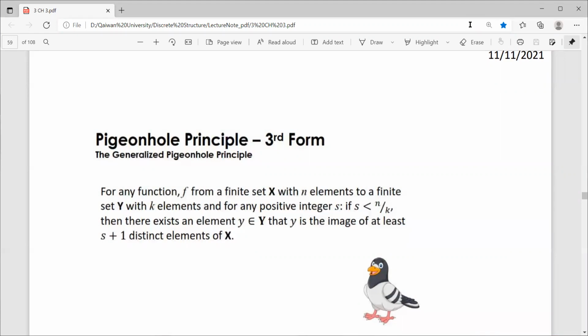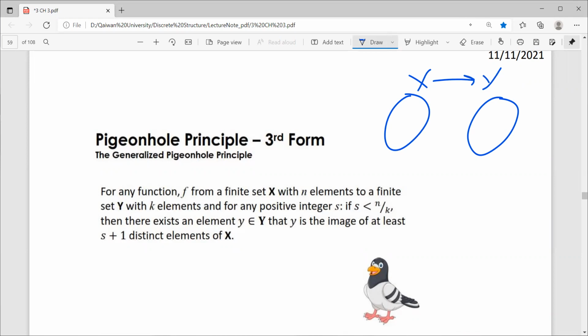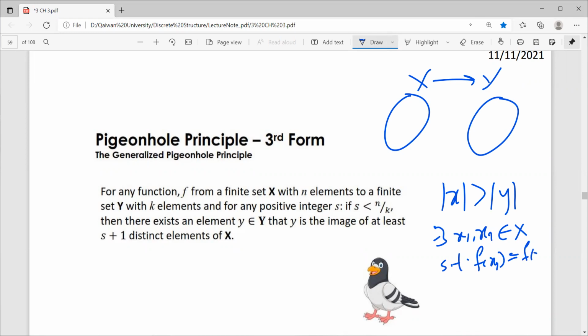In the second form, we said if you have a function from X to Y, and the cardinality of X is greater than the cardinality of Y, then there exist x1, x2 in X such that f of x1 equals f of x2. This is the second form. Now we have the third form.